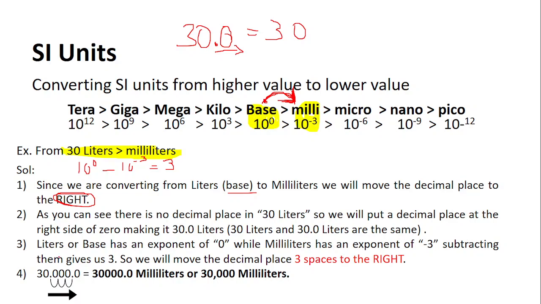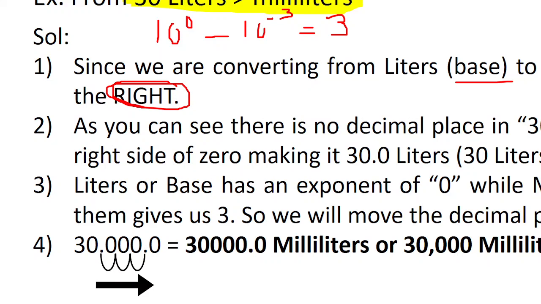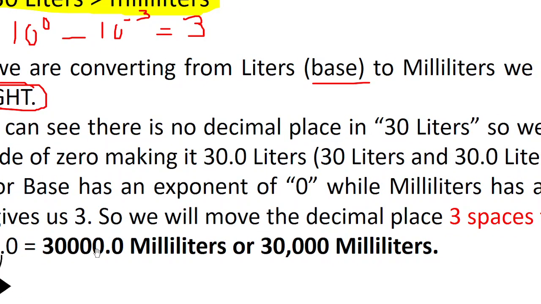So, subtracting them gives us 3. So, we'll move the decimal place 3 spaces to the right. Okay? So, back to 30.0. Let's move it 3 spaces to the right. So, 1, 2, 3. So, 0.0. Then, add 0. So, 1, 2, 3. So, your final answer is this. 30,000 milliliters, or 30,000.0 milliliters, or 30,000 milliliters.